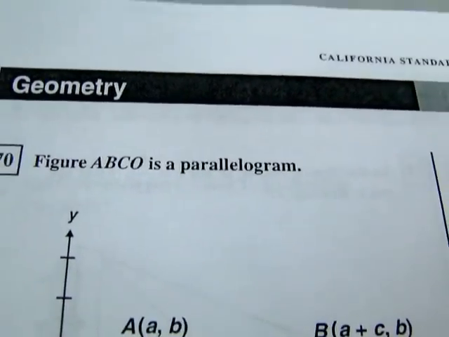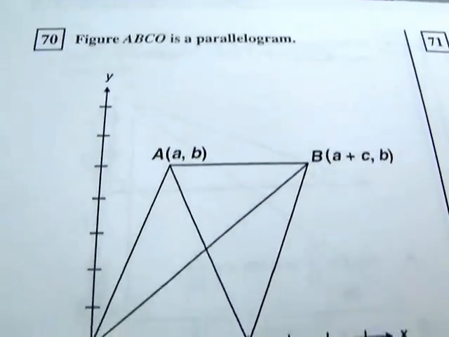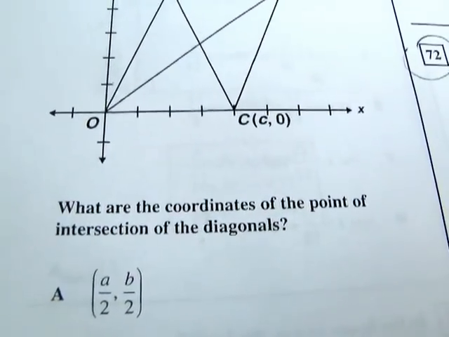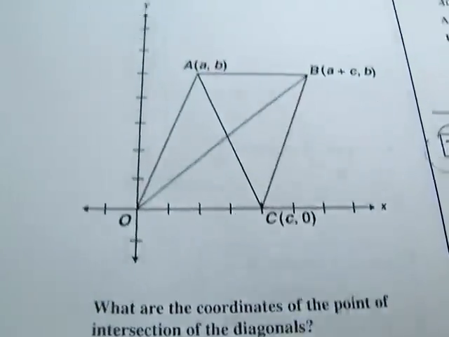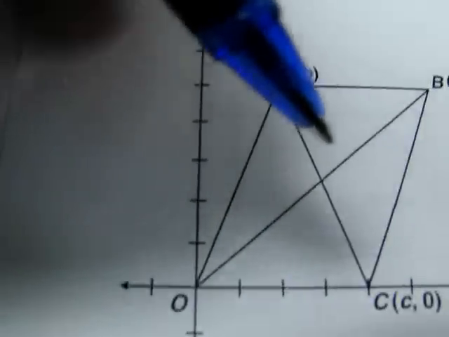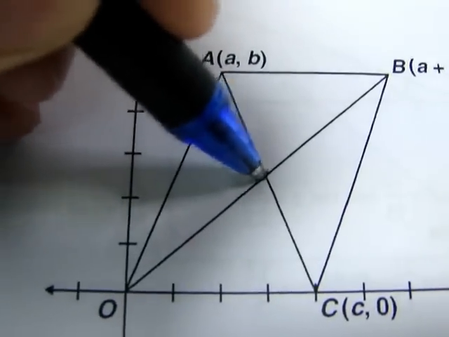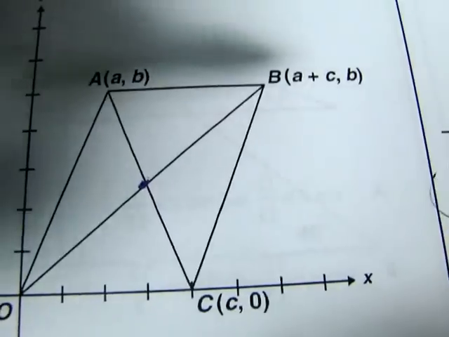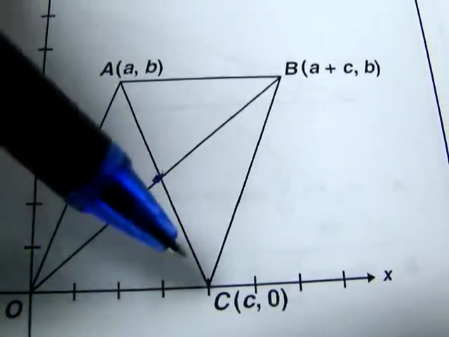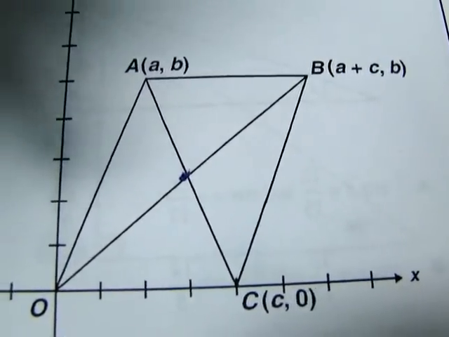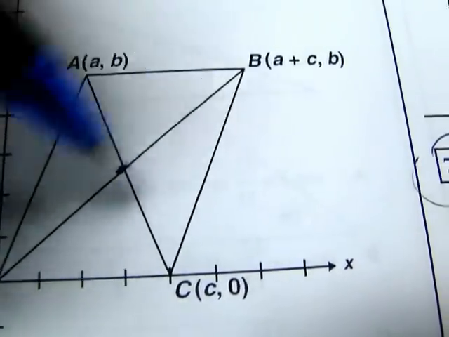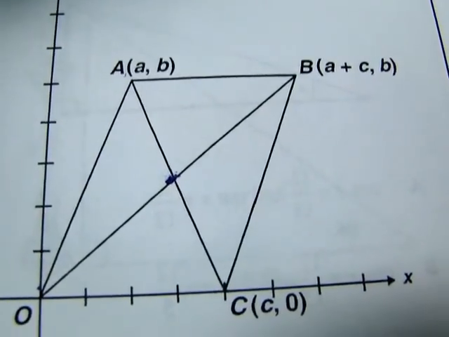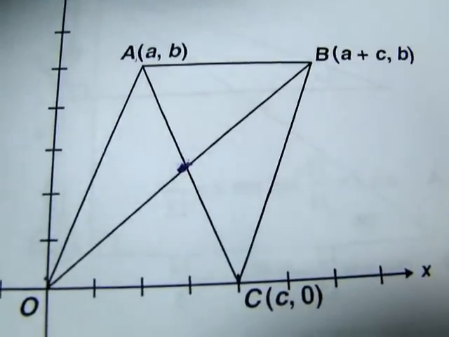Okay, figure number 70. Figure ABCO is a parallelogram. So this is a parallelogram. What are the coordinates of the point of intersection of the diagonals? So it's really saying what are the coordinates of this point? Well, what you should realize is that in a parallelogram, diagonals bisect each other. And because they bisect each other, this point is exactly halfway between here and here, as well as halfway between here and here. So we just have to take the midpoint, or the averages of opposite coordinates.